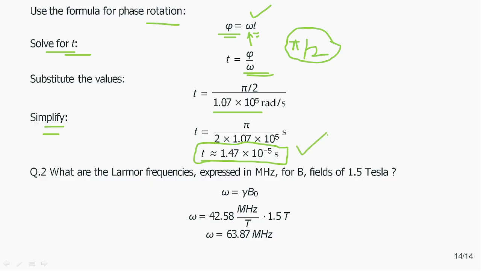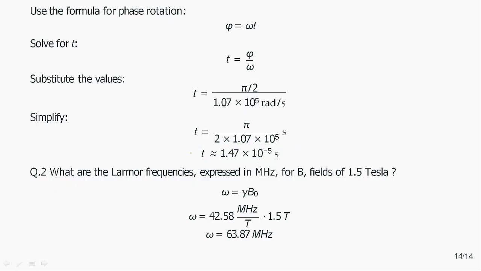This much time is required to rotate the dipole moment of this proton, or rotating proton, by pi by 2, which is equal to 1.47 into 10 to the power minus 5 second.